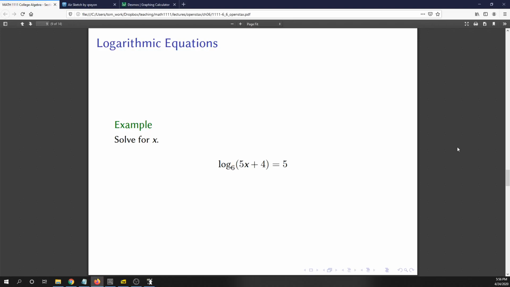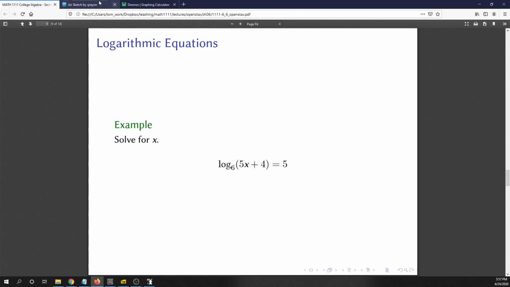In this video, we are going to talk about solving logarithmic equations. All right, so the first example is log base 6 of 5x plus 4 equals 5.